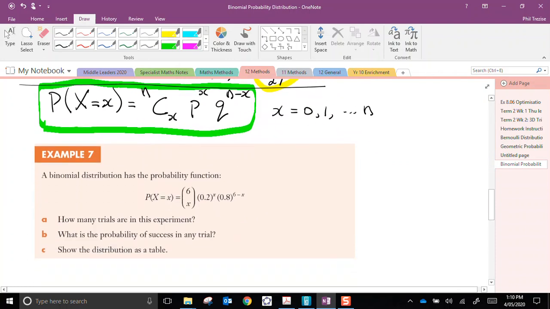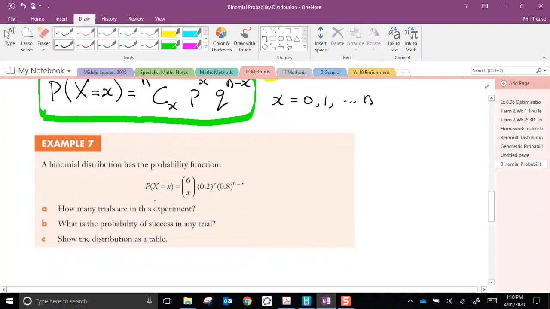So you can see our formula there, and here is an example of such a formula. Remember sometimes that the numbers where I've written n, c, x for a combination can be written like this as a column vector with the two numbers above each other in the brackets. So part A, how many trials in this experiment? Well, that would be the number at the top. So that would be 6. N equals 6. I got that by looking here.